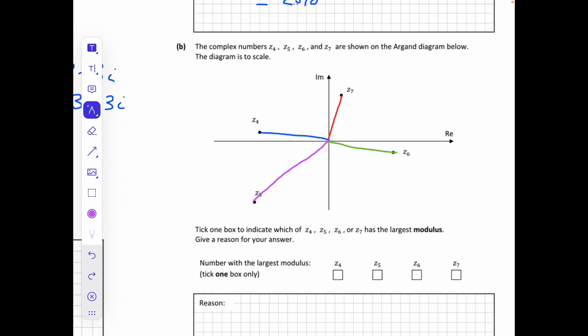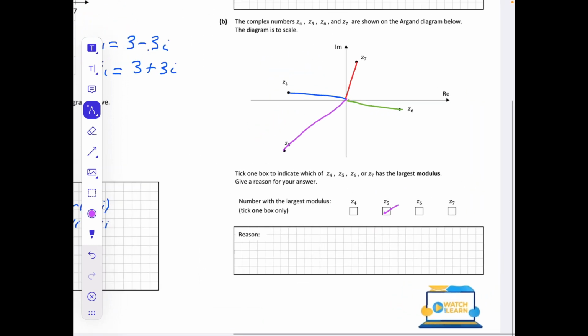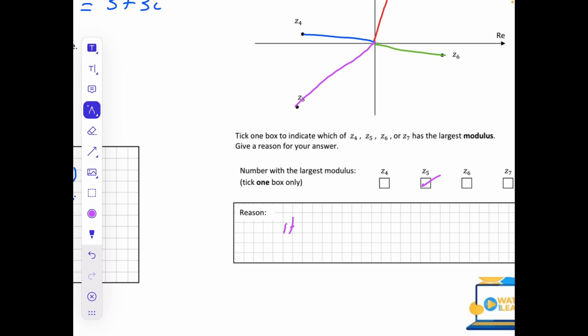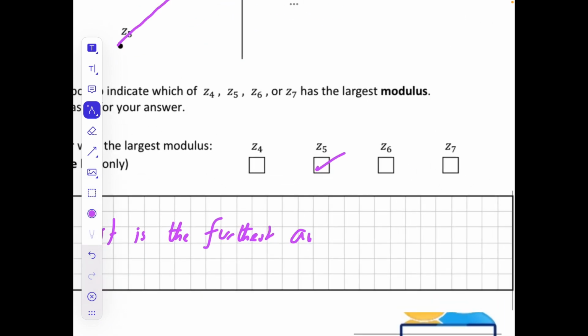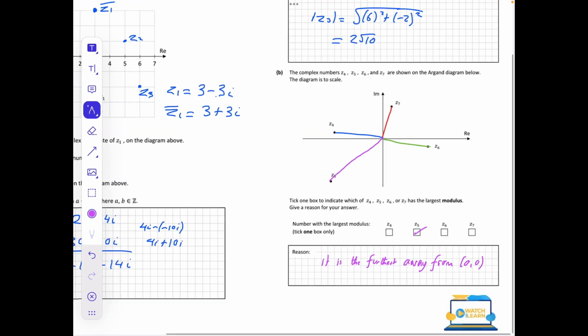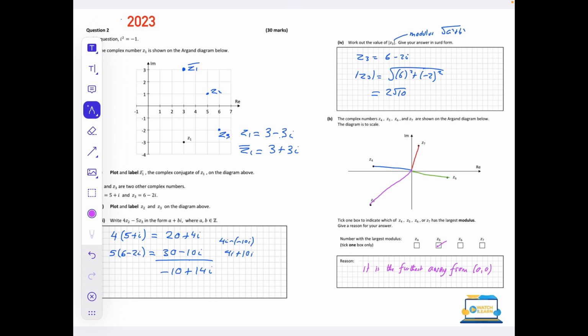Okay, now what does the modulus mean? It means the distance from the complex number to the center point, to the point 0, 0. Basically, which of those lines is the longest? It is Z5, so that purple one there. Why do we know that that line has the largest modulus? Because it is the furthest away from 0, 0. Could probably phrase that a bit better. That is the greatest distance away from 0, 0. Anything like that will get you your marks there.